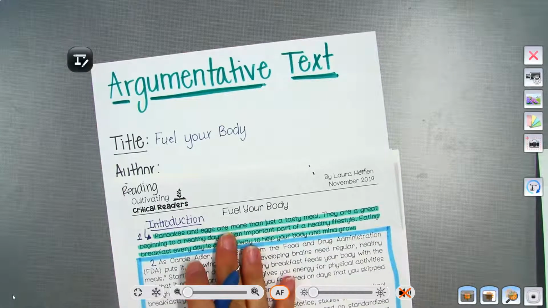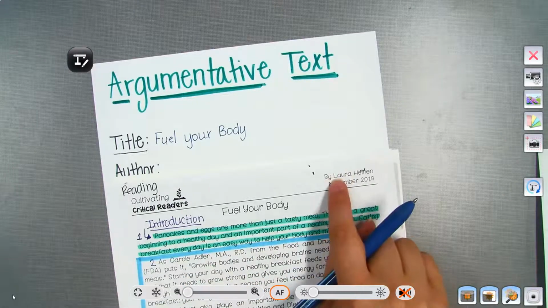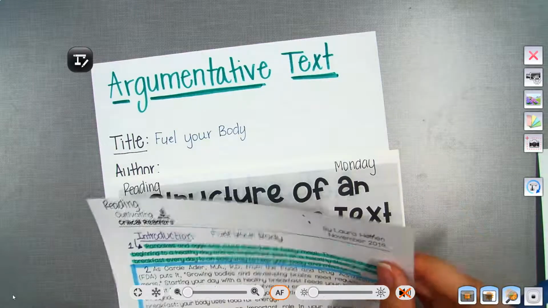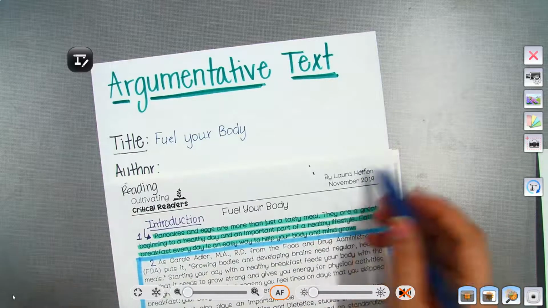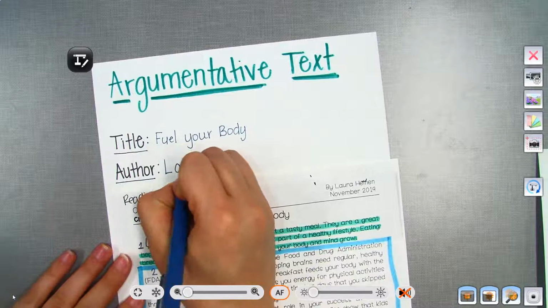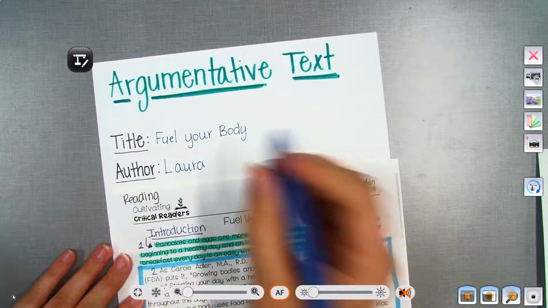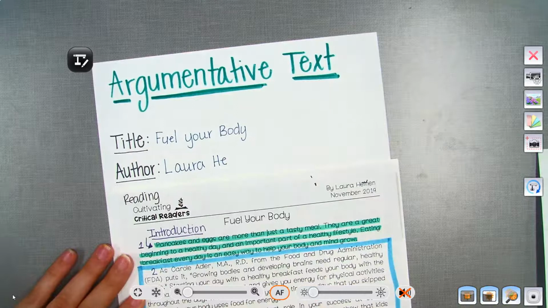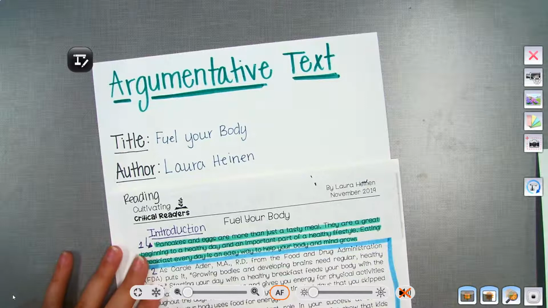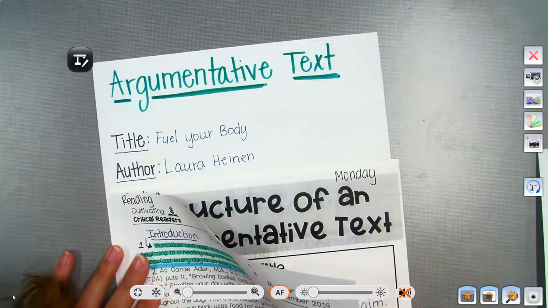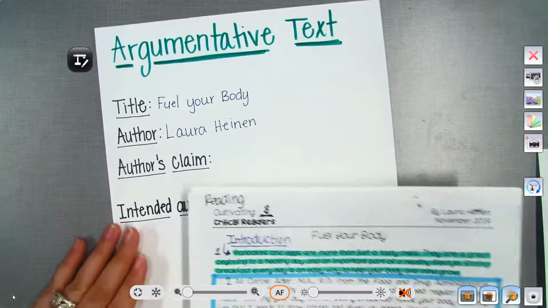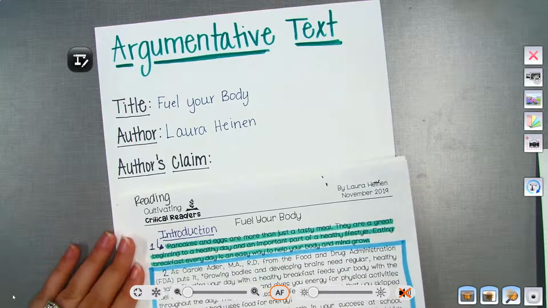Who is our author? Our author, because it says right here, by Laura. I can't see someone marked on there. I don't know if that's an I or not on my paper. Okay. Now, the author's claim.